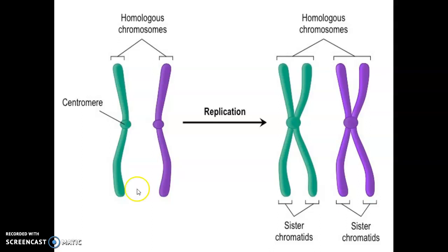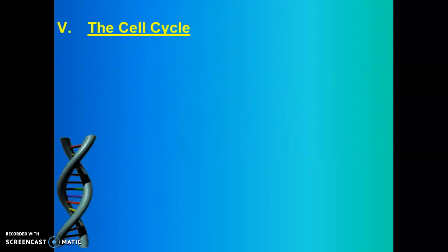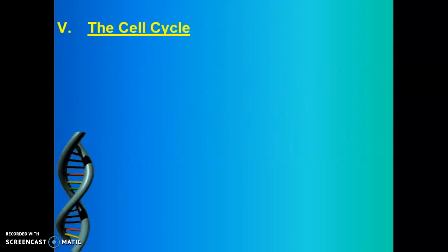Where we last left off in the first video was talking about the difference between chromosomes, chromatids, and sister chromatid pairs. I'll review this after I'm done with the rest of the lecture today. So we're going to move on and talk about what we refer to as the cell cycle.